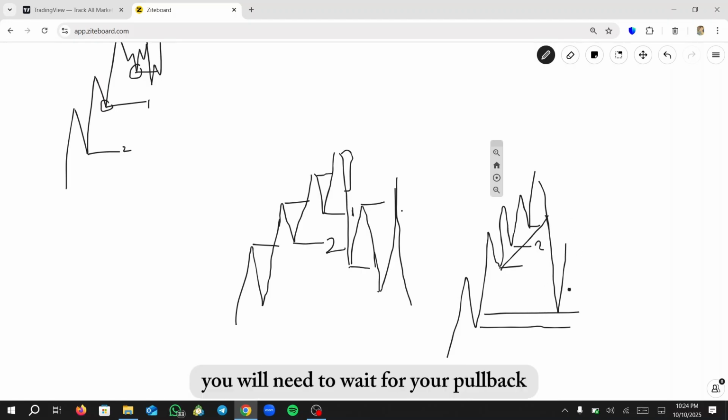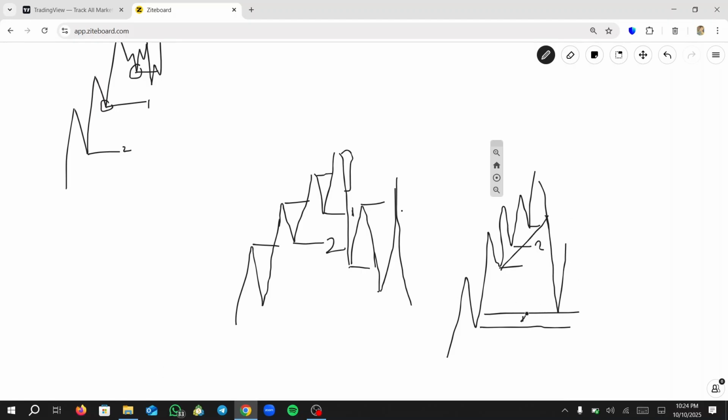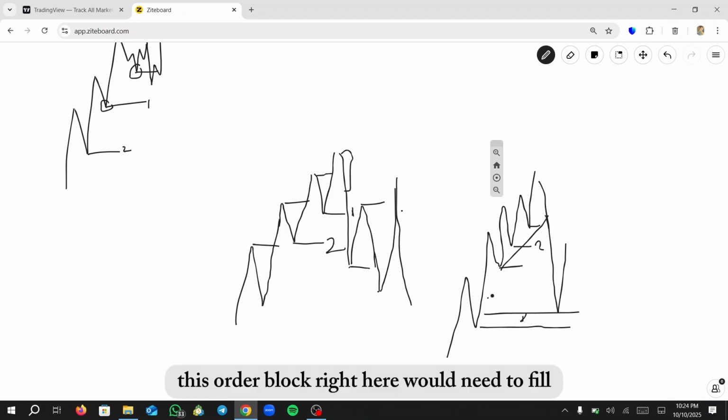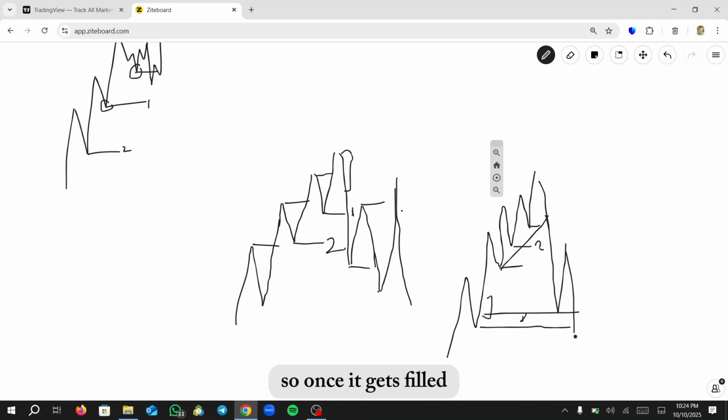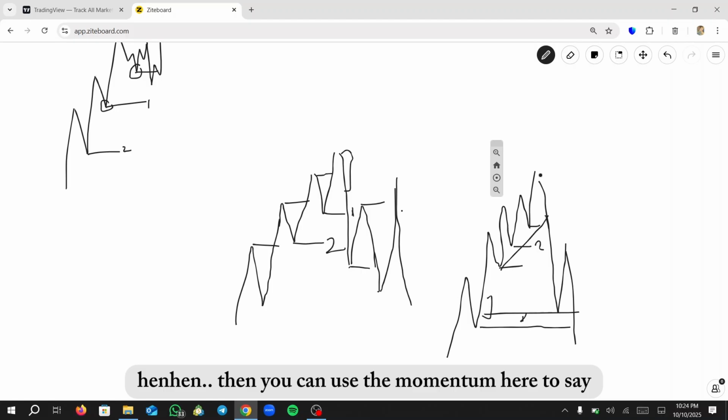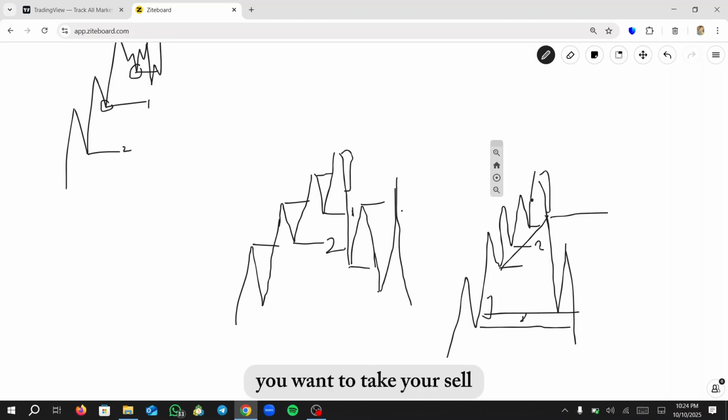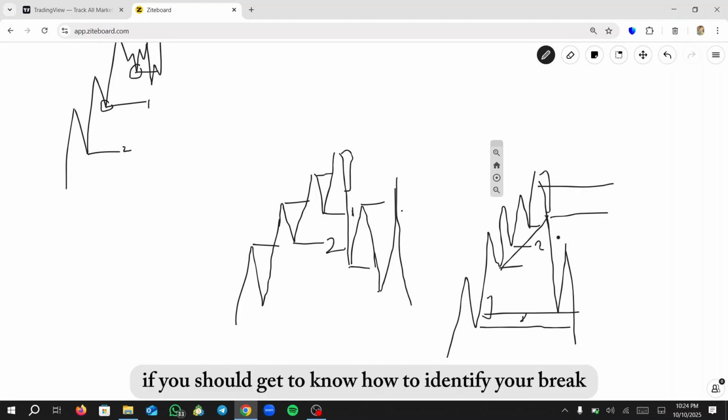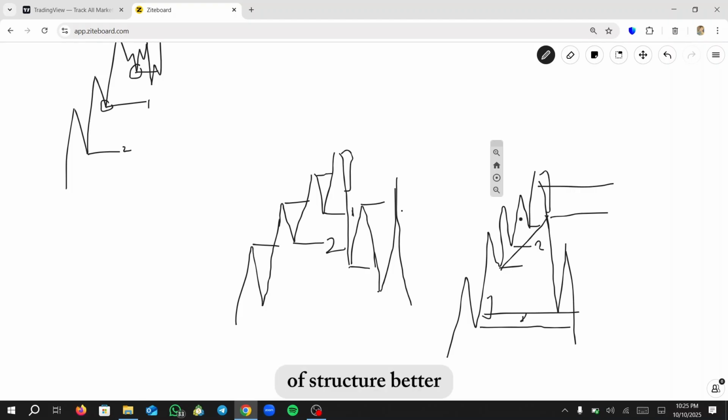So that is the reason why you will need to wait for a pullback, meaning that this order block will need to fail. This order block right here will need to fail. So once it fails, then you can use the momentum here to say you want to take your sell. So all this is very important. If you get to know how to identify your break of structure better, your structure 1, your structure 2, then you are good to go. So now let's go to the chart to find the examples.